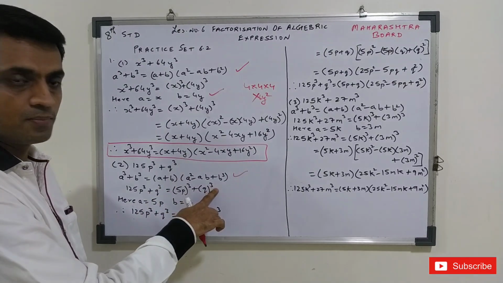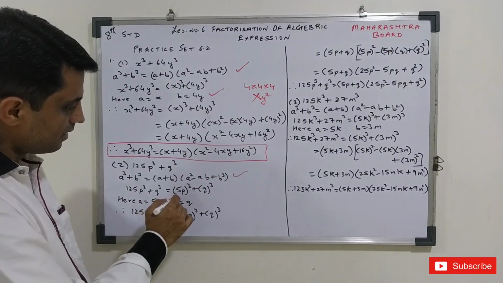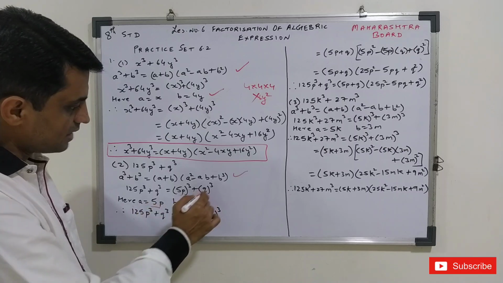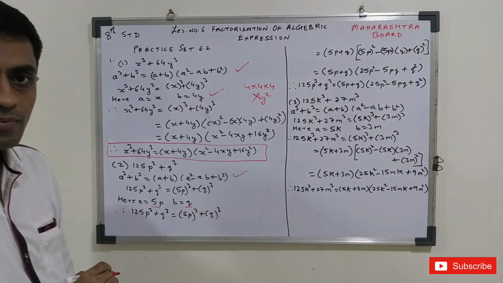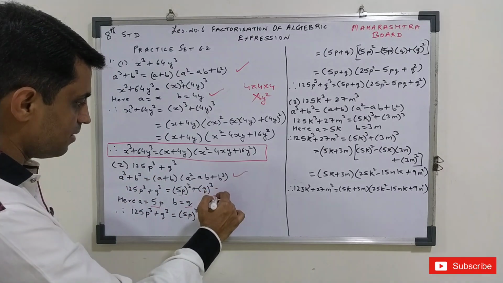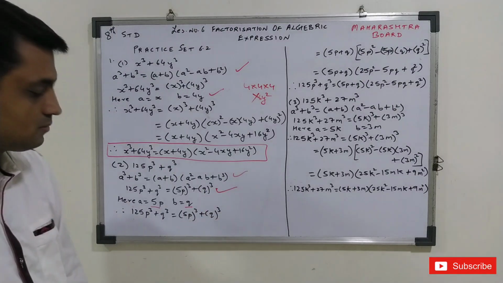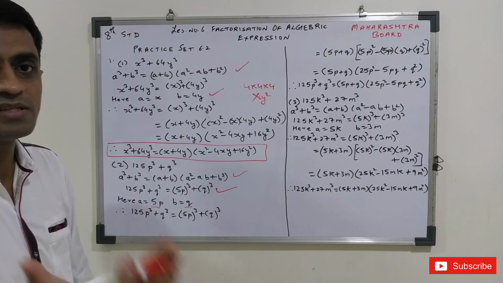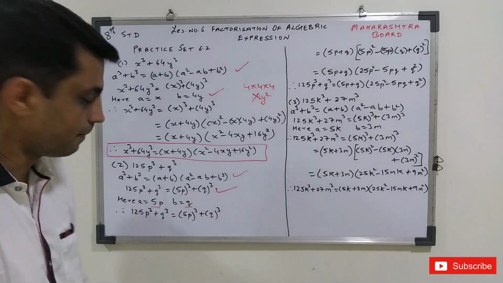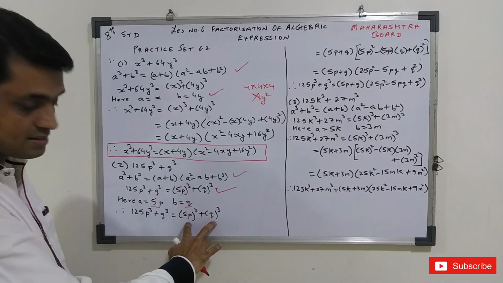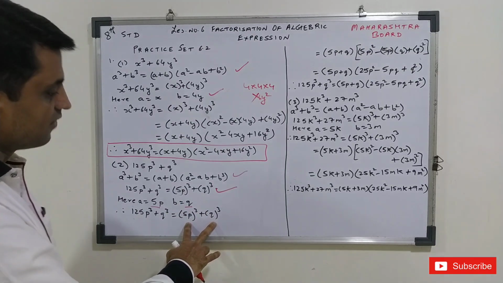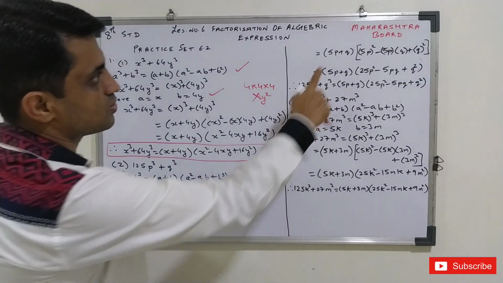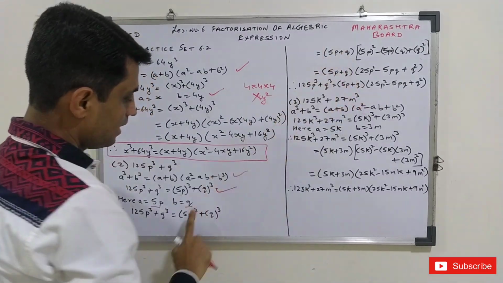q the whole cube. Now here what is our a? 5p. What is our b? q. So this statement is very important, because from here we know what is our a and what is our b. Now we write it same as it is. Now let us start with the formula. What is the formula? a plus b, so 5p plus q, then a square.